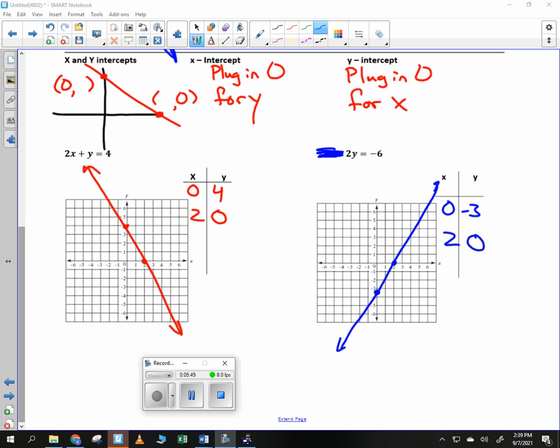Negative 3 right there. And then I crossed off the y's, and I got negative 3x is negative 6. That told me x is 2. I've got it right there. Better? Flip it over.